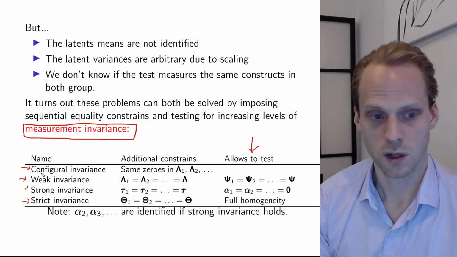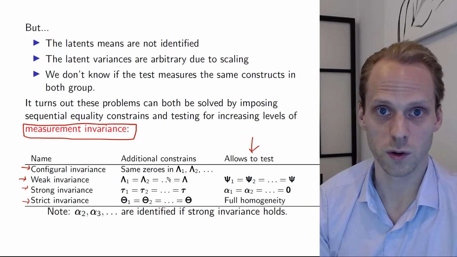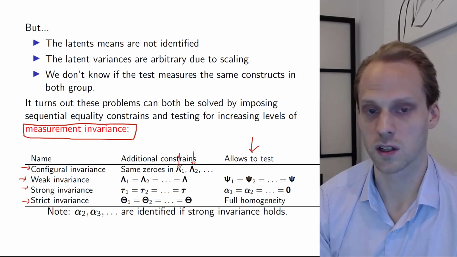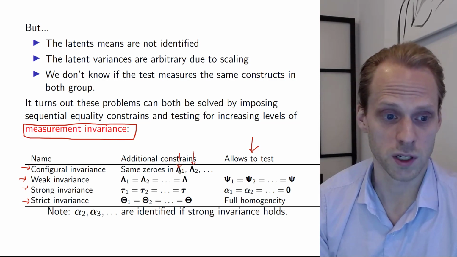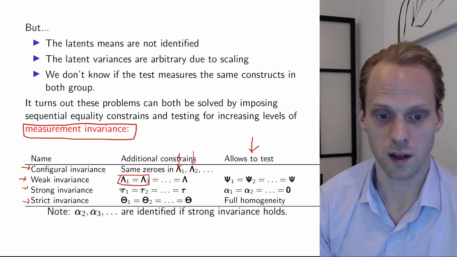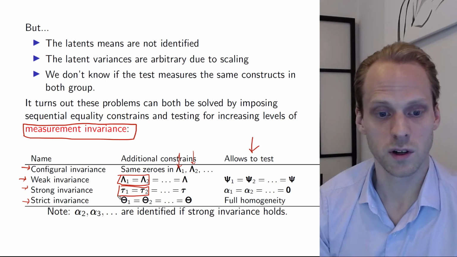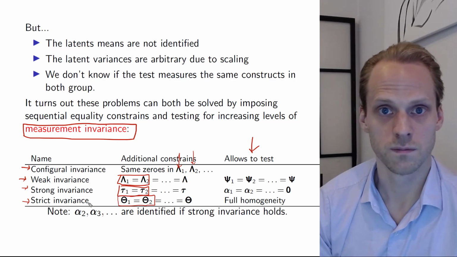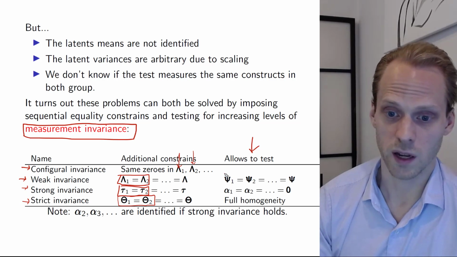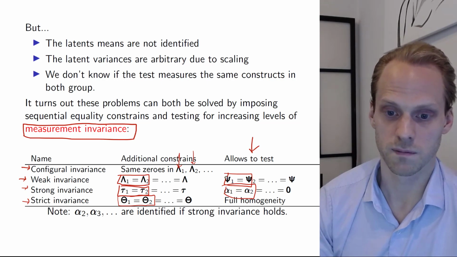So first, we're just simply going to test if the same structure generally holds in both groups. So that means that the factor loadings are similarly constructed with zeros at the same places. Next, we're going to set the lambdas, the factor loadings, to be equal. Afterwards, we're going to set the intercepts to be equal. And finally, we're going to set the residual variances to be equal. And when we set these equality constraints, suddenly things become identified and we can test if the factor variance is the same or if the factor means are the same.